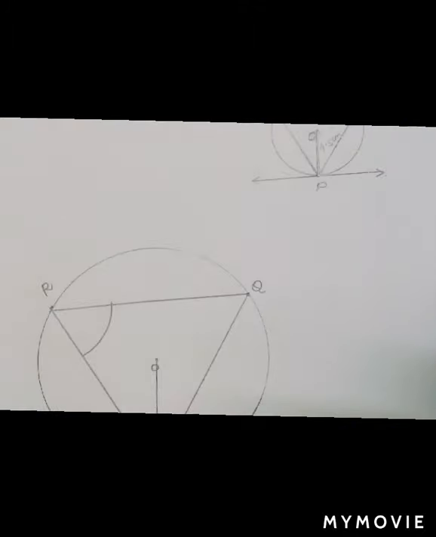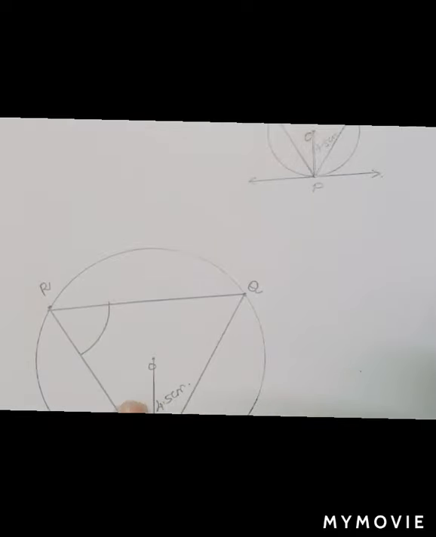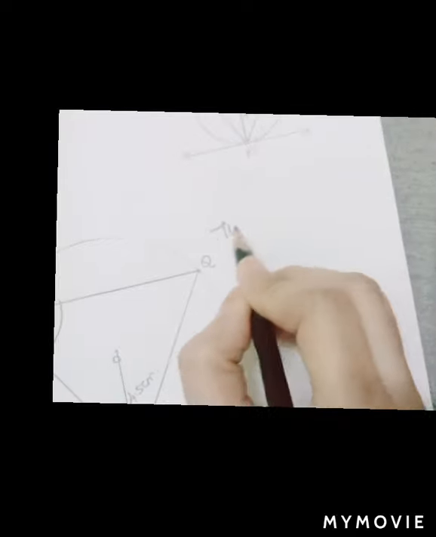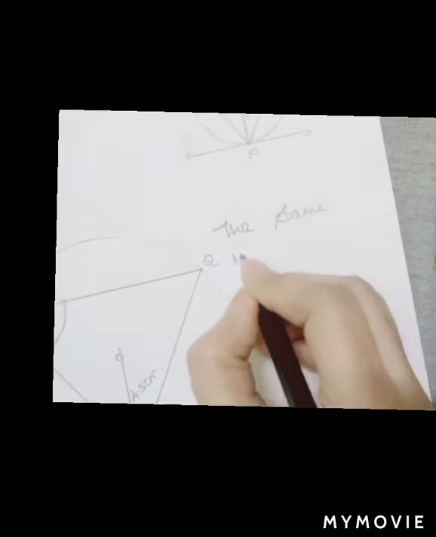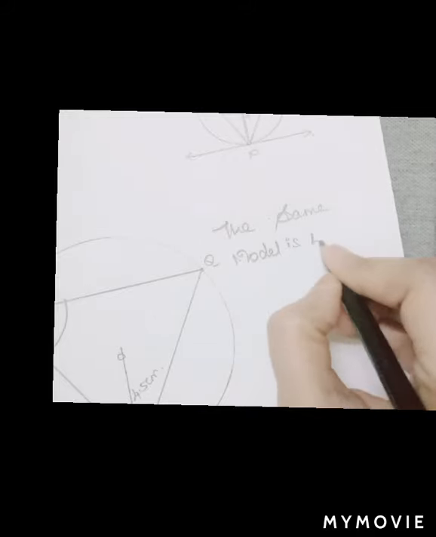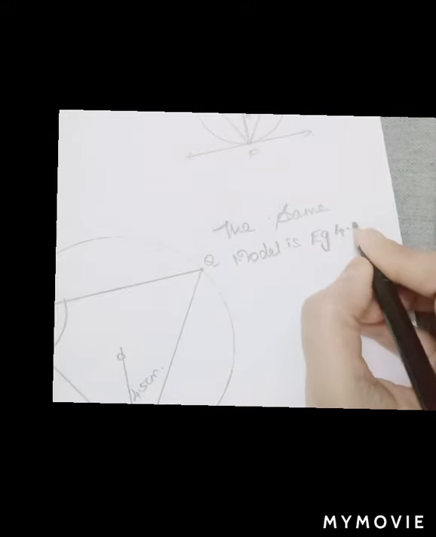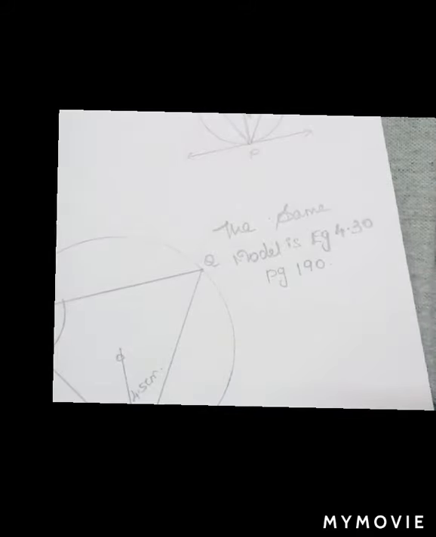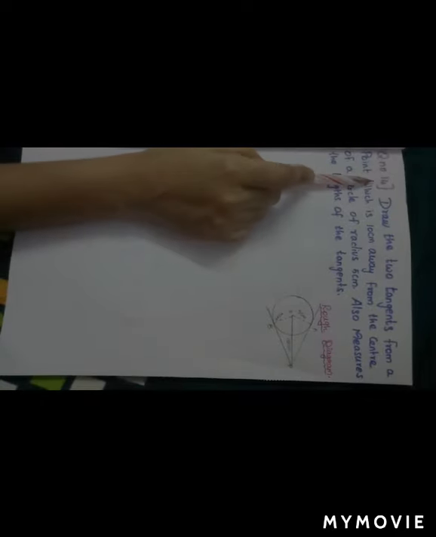This model is your second model using alternate segment theorem. What I said now, the same thing you can write as your construction. You can go through the construction given in the textbook also. Same model, example 4.30, page number 190.